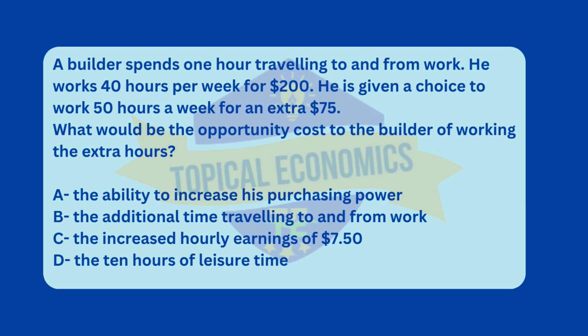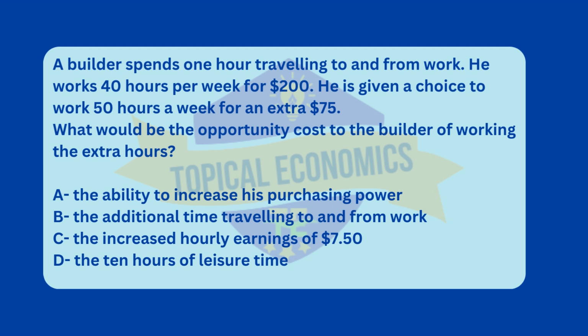Next, option B. The additional time traveling to and from work is incorrect, because travel time is not the primary opportunity cost here. The builder already spends time traveling to and from work, whether he works 40 or 50 hours. The question is about the opportunity cost of working the additional 10 hours, and the primary trade-off is the time he loses for leisure or other activities, not the time he already spends commuting.